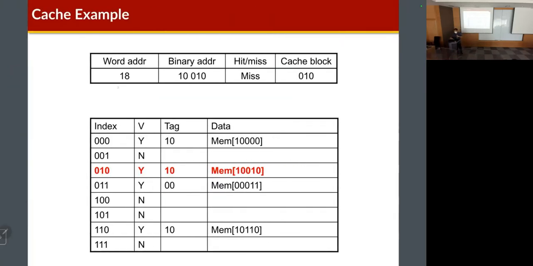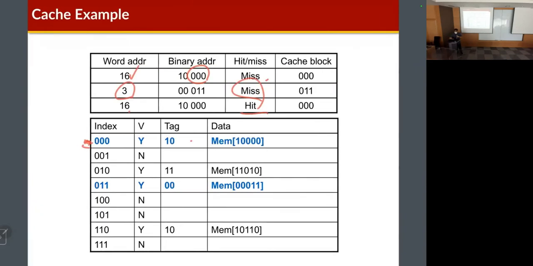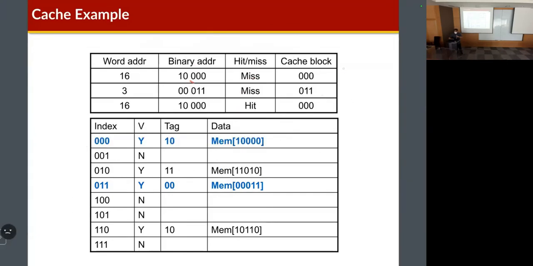In the same way, right? How about the 18? So what's the problem? After these transactions, the state of the cache looks like this, okay? We can find that the cache has 4 valid data.